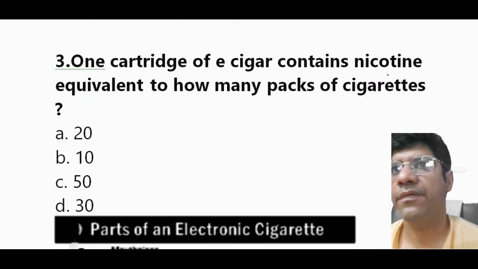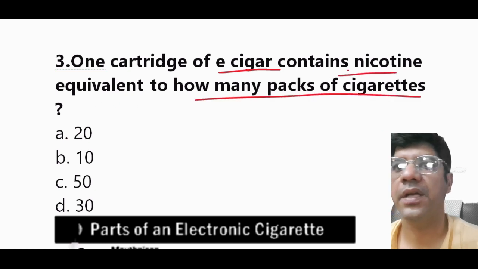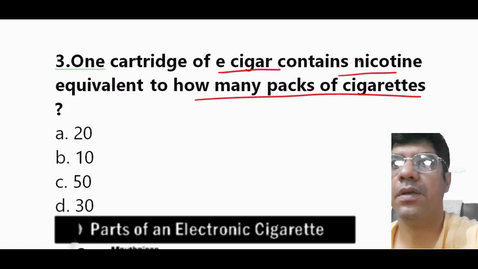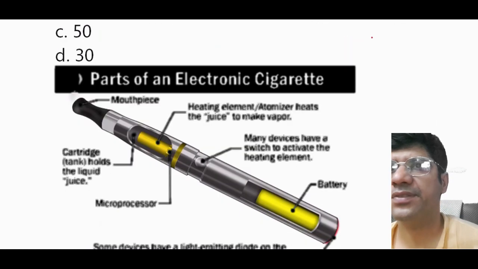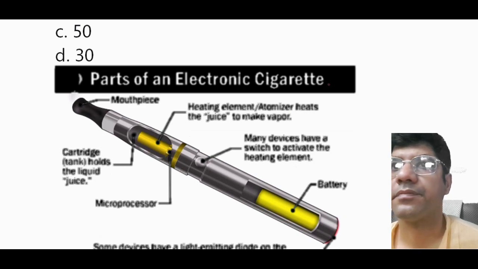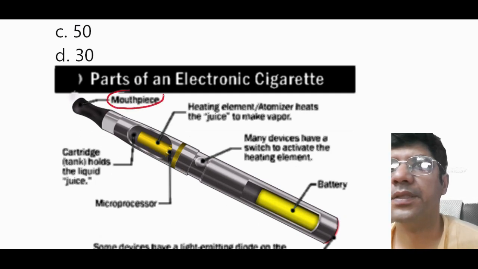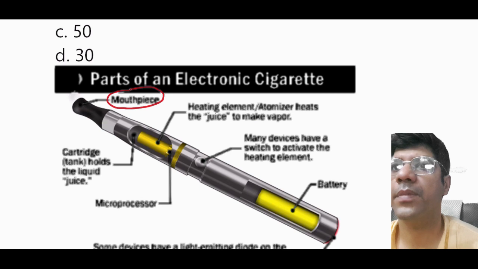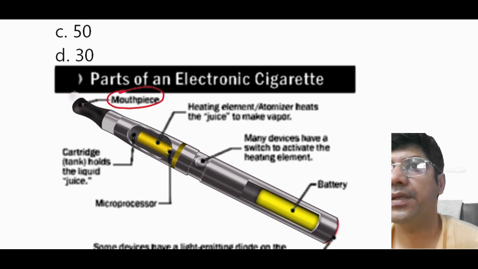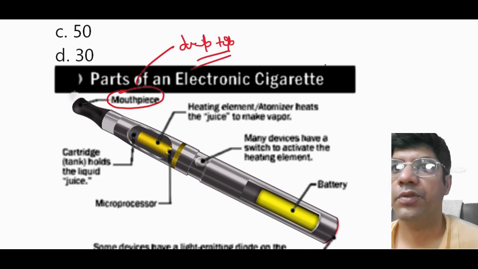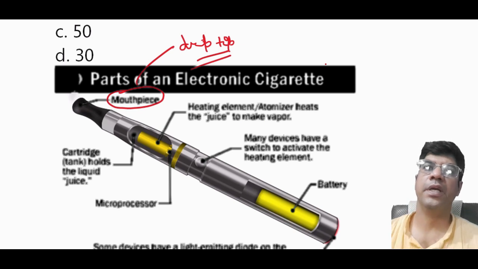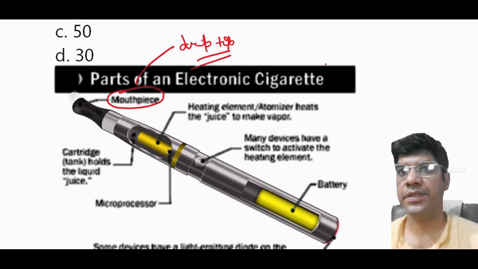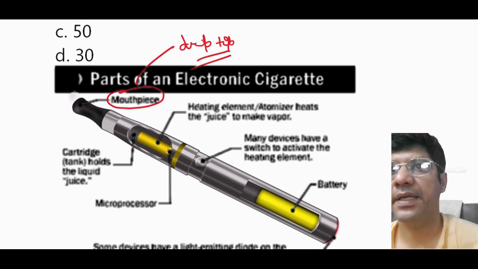Coming to the next question, one cartridge of e-cigarette contains nicotine equivalent to how many packs of cigarettes? Now let us discuss the parts of the e-cigarette. First of all, there is a mouthpiece. The mouthpiece is the part of the e-cigarette that the user inhales from. It is also known as the drip tip. This is where the user chooses the e-liquid flavor and nicotine concentration. Here they are contained. Second is the heating element.